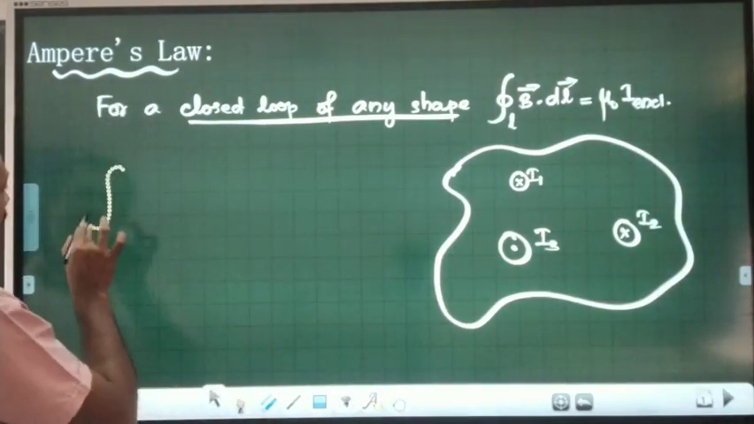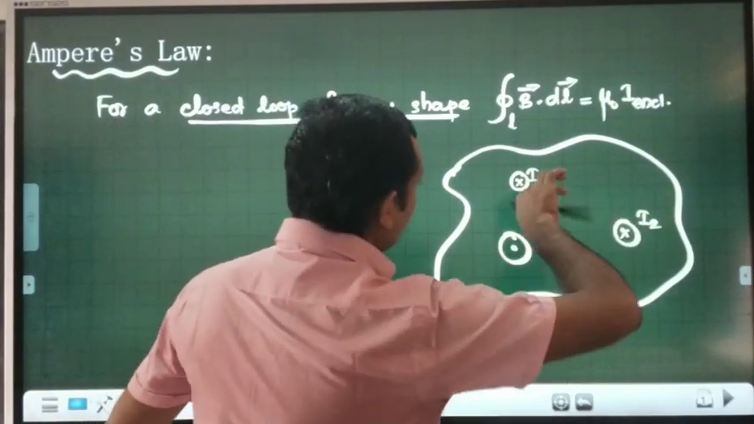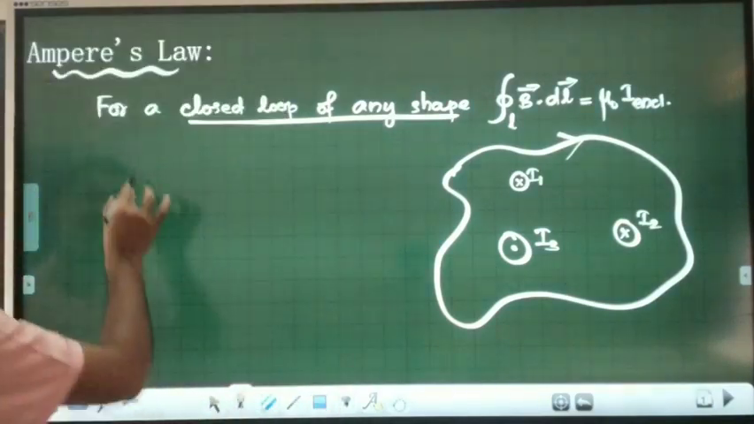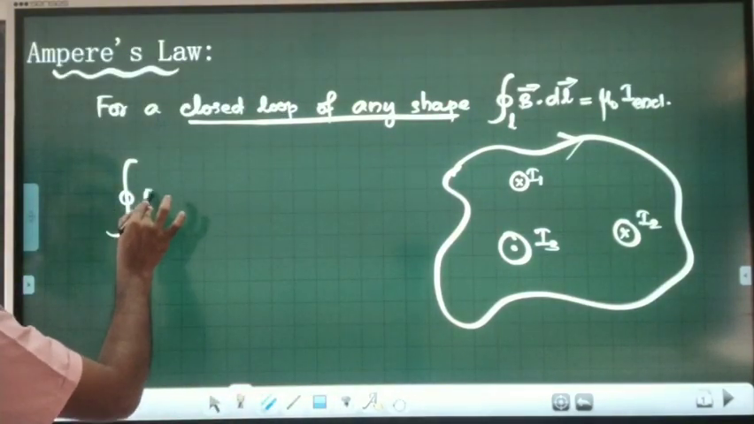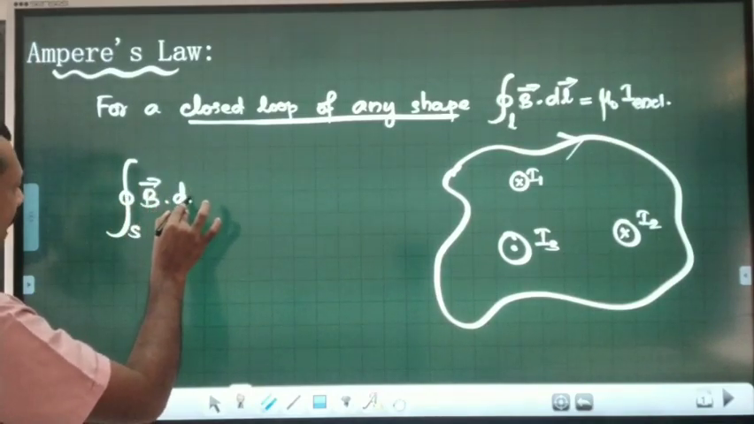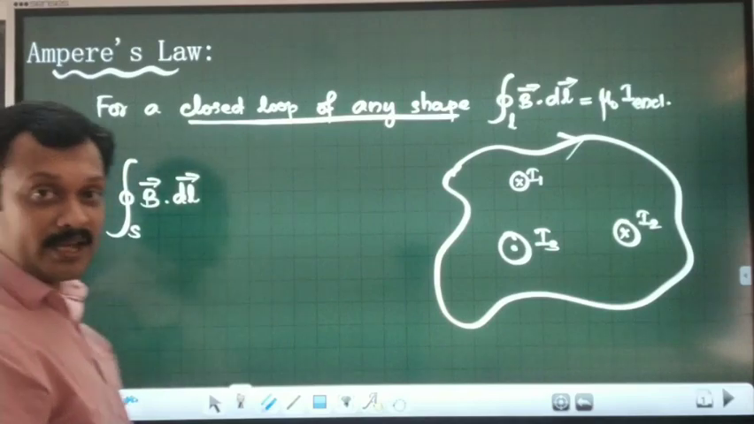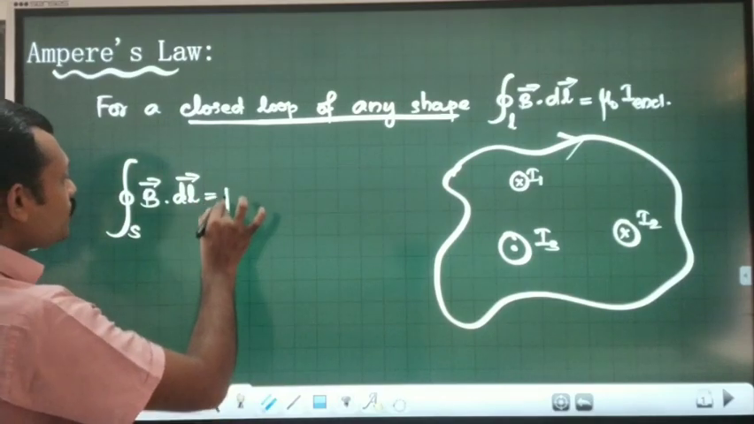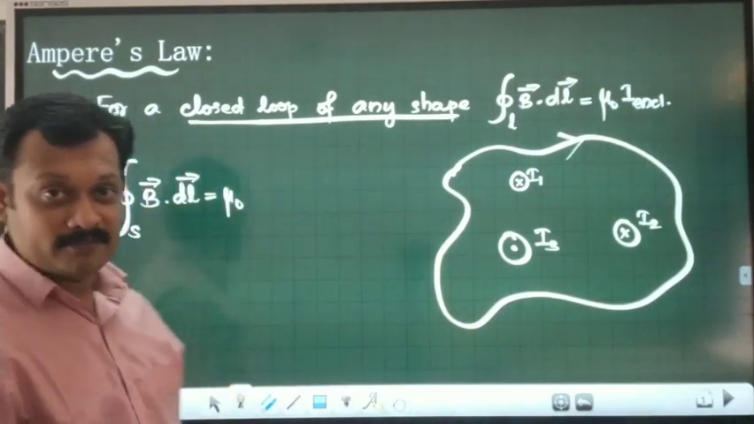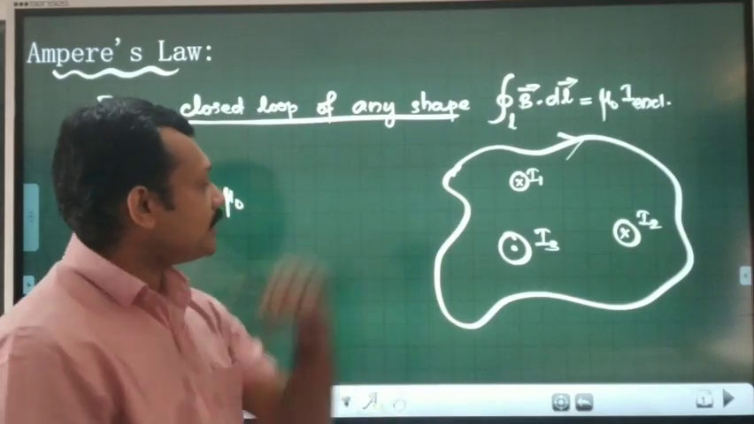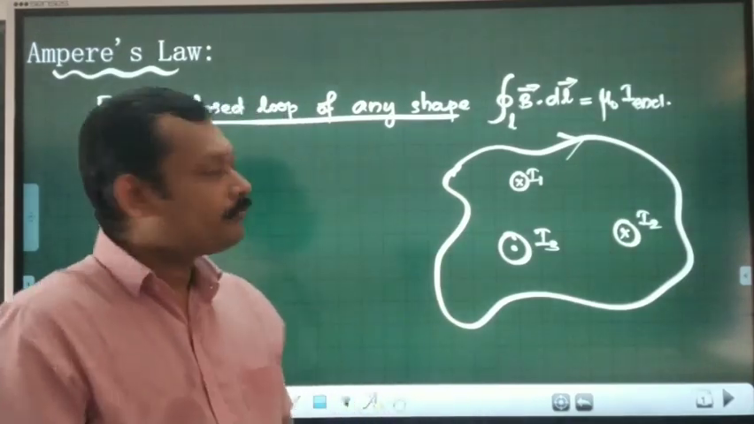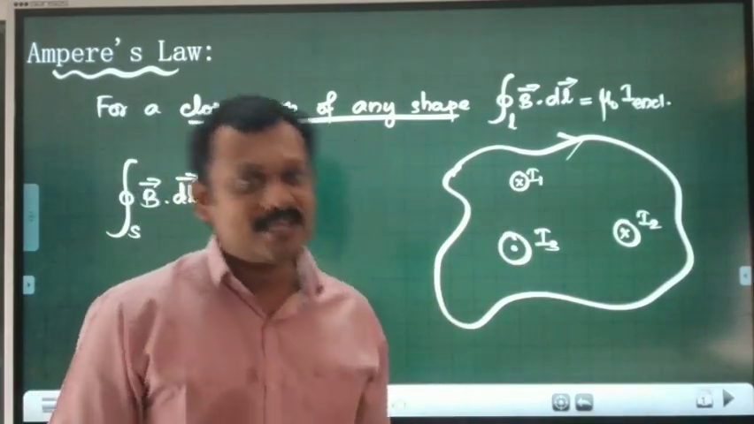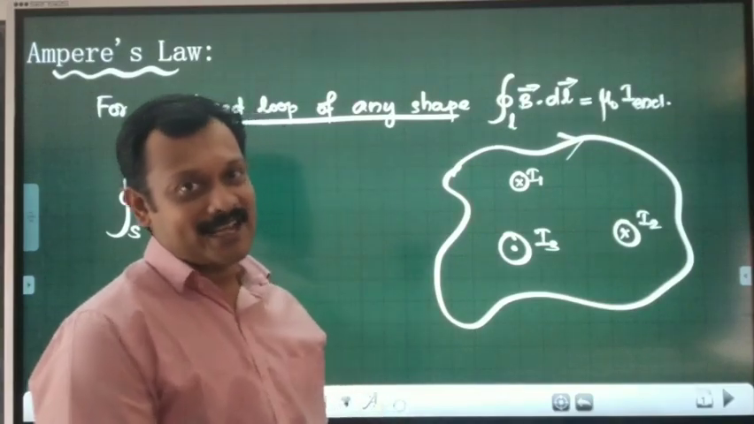So let us calculate. Closed integral B dot dl is equal to mu 0 times the current enclosed. This question has some tricky concepts in it. There are currents with opposite directions, so we need to choose one current as positive and another current as negative.